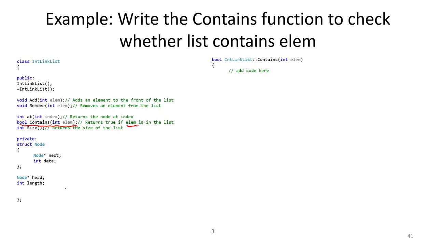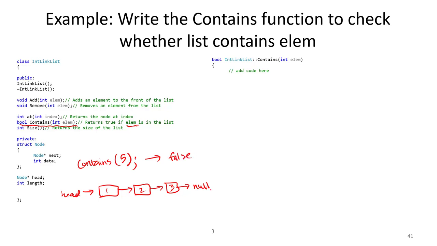So for example, if we had that list from before, suppose we had something like this. If we ran the function contains and we said contains, for example, 5, that would be false because our current list does not contain the value 5. But if we said contains 2, then it would be true because 2 is present in our second node.